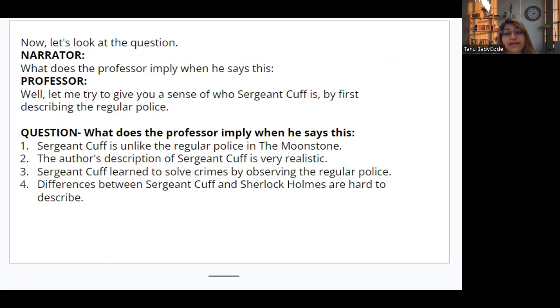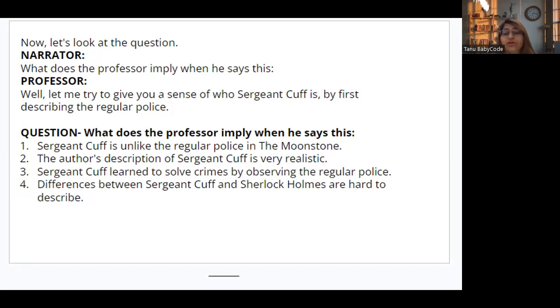What does the professor imply when he says this? "Let me try to give you a sense of Sergeant Cuff by first describing the regular police." So what does he try to refer to? What does he try to express with this statement? First says, Sergeant Cuff is unlike the regular police in The Moonstone. Or the author's description of Sergeant Cuff is very realistic. Or Sergeant Cuff learned to solve crimes by observing the regular police. Or differences between Sergeant Cuff and Sherlock Holmes are hard to describe.